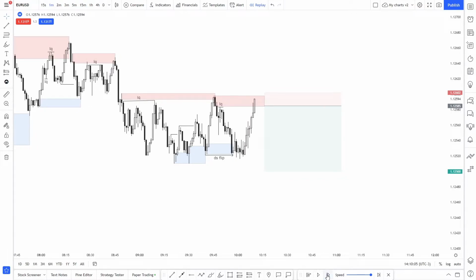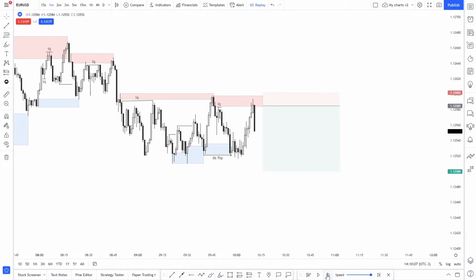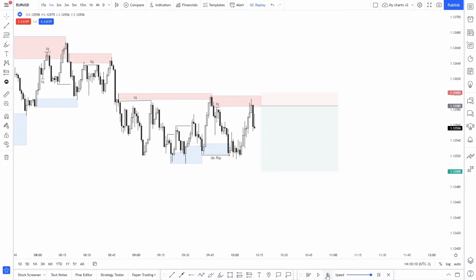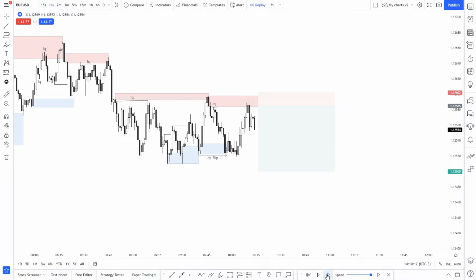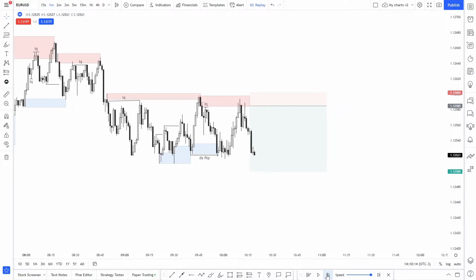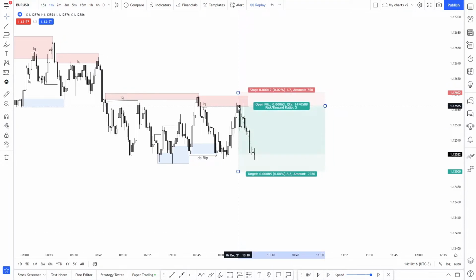Nope, straight through. Okay, well, that's somewhat of a good reaction. I guess that's a good start for sure. After this low is broken, which it has been already, my stop loss will be above this high here. So above that high.